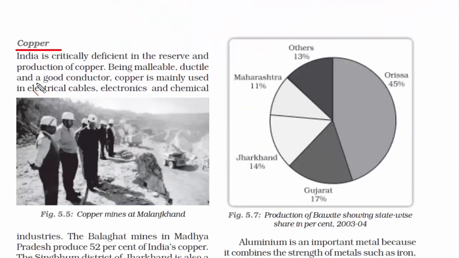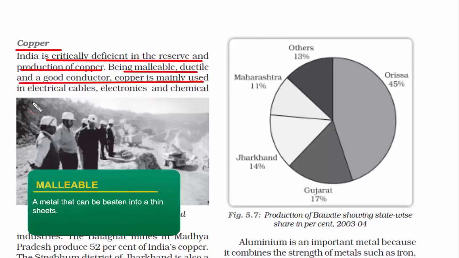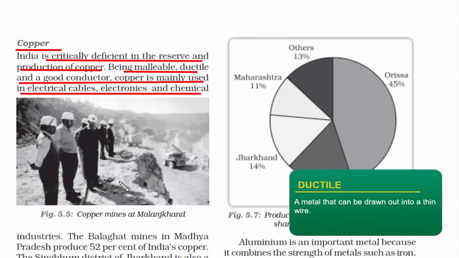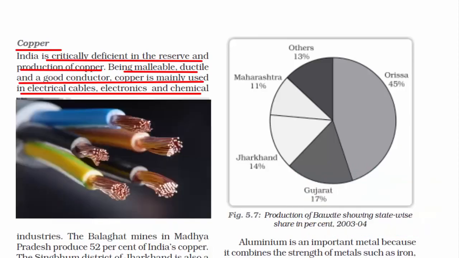Let's read a little about copper. India does not have high reserve of copper. However, it is malleable, ductile and a good conductor. Malleable means it can be beaten into thin sheets. Ductile means it can be turned into wires like electrical wires. Copper is mainly used in electrical cables, electronics and chemical industries.